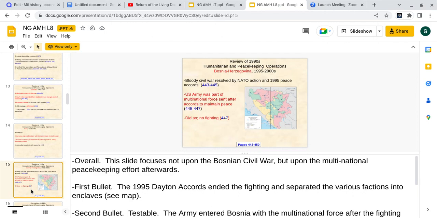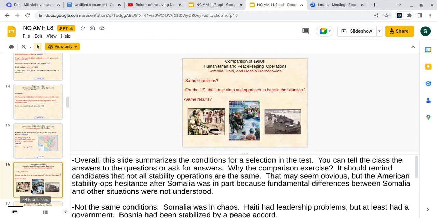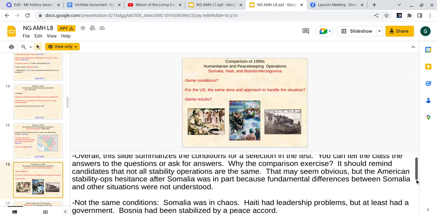So it's important for the test to know the differences between what happened in Somalia, Haiti, and Bosnia. Same conditions? No. For the U.S., did they have the same aims and approach to handle the situation? No. Same results? No. So, for conditions, in Somalia, there were warlords that were tearing it up. It was a terrible place to live. We went in to bring food. That was our original aim, but inevitably we ended up having to fight against the warlords and the insurgents, and we ended up having to withdraw, and Somalia was still in chaos whenever we left.